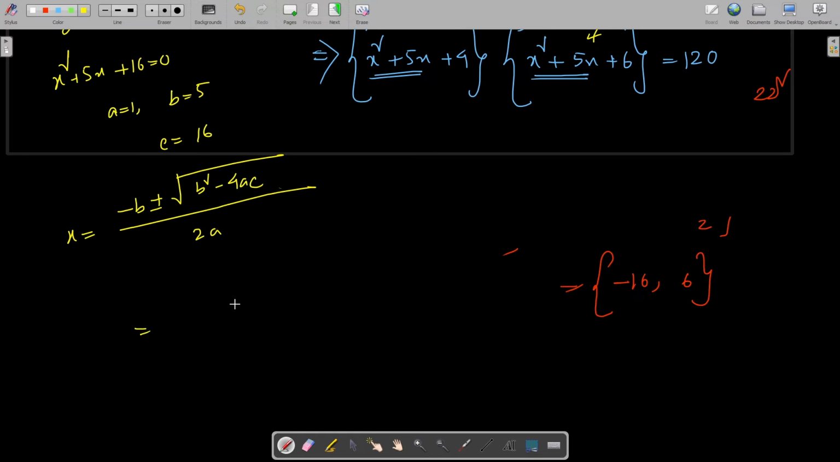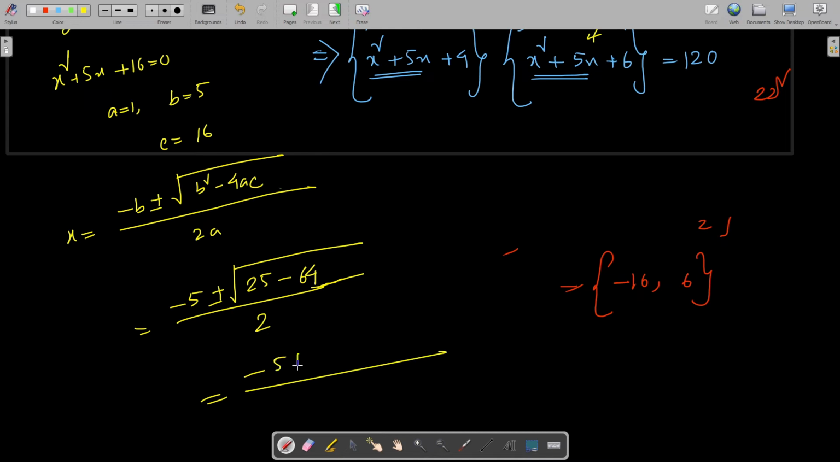Now, what's b over here? b is minus 5. Under root, b square will be 25 minus 4 into a into 16. 16 into 4 is how much? 64 divided by 2. Okay, so we got minus 5 plus minus, here we will get minus 39 divided by 2. We learned it in the last class. We can write minus 39 as under root 39i divided by 2.